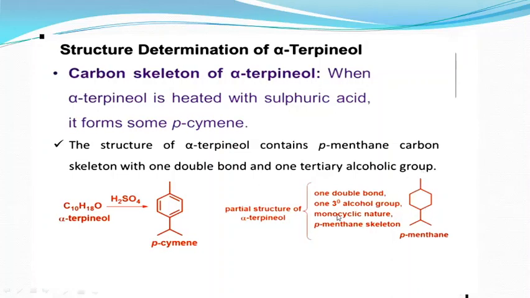Thus, from these investigations, we have reached the conclusion of the partial structure of alpha terpineol, which contains one double bond and one tertiary alcoholic group. It is monocyclic in nature and it has a paramenthane skeleton. Now we have to investigate two more important things: what is the position of this tertiary alcoholic group and the position of the double bond?